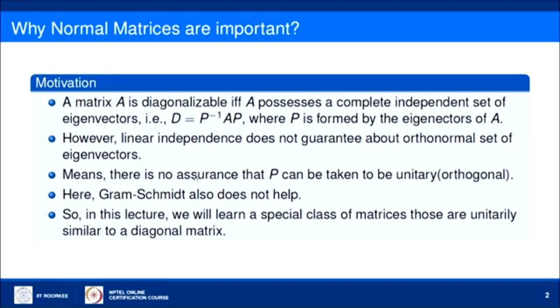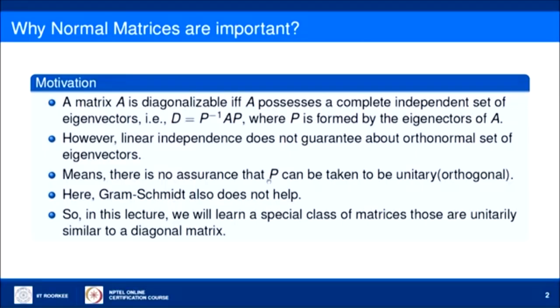Means there is no assurance that the matrix P, which is called the model matrix and that we write from the eigenvectors, means the columns of P are the eigenvectors of the matrix A. So this matrix can be taken to be unitary if it is defined with complex entries, or orthogonal if it has real entries. So we have n linearly independent eigenvectors, and from there we write P, but we do not have any assurance about the orthonormal or orthogonal property of those eigenvectors.